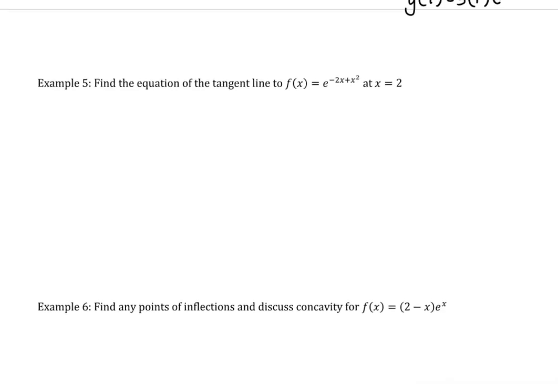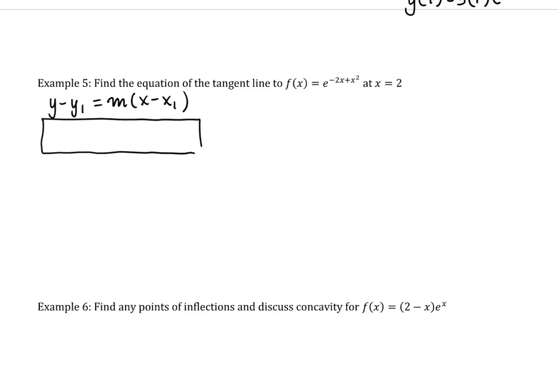Example 5, we're finding the equation of a tangent line to f of x at a certain given value. So our answer is going to be the equation of a line y minus y1 is equal to m times x minus x1. I'm going to go ahead and box this in right here because whatever we fill in here will be our answer. Y minus, we'll have to go and find y1, so I'll leave that blank for now. We'll also have to go and find m, so I'll leave that blank for now. But the x1 was already given to us as 2.